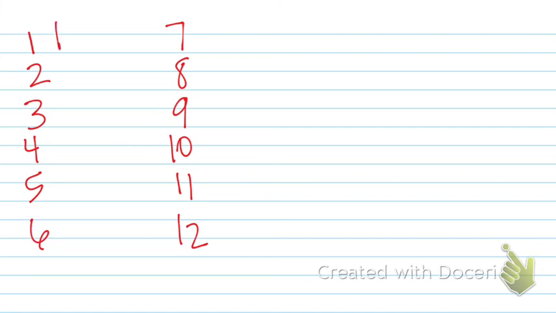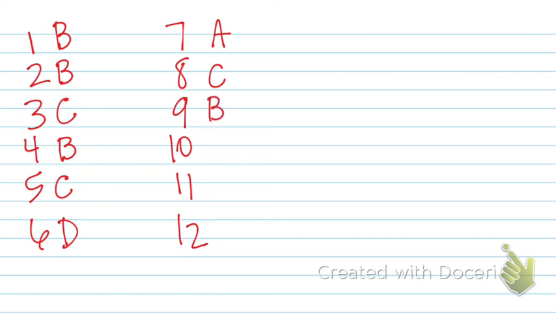So number 1 is B. Number 2 is B. Number 3 is C. Number 4 is B. Number 5 is C. Number 6 is D. 7A. 8C. 9B. 10A. 11C. And 12B.